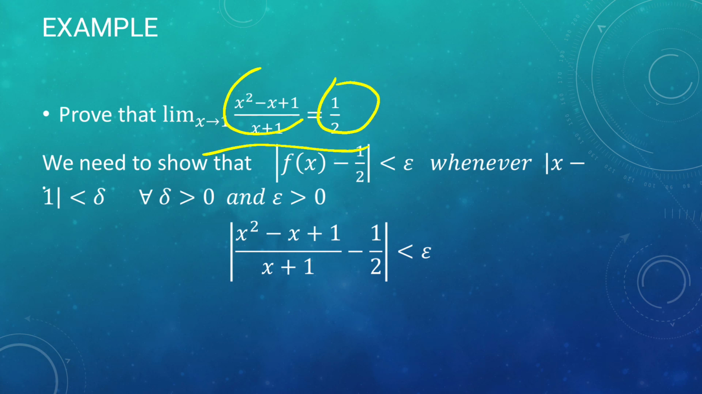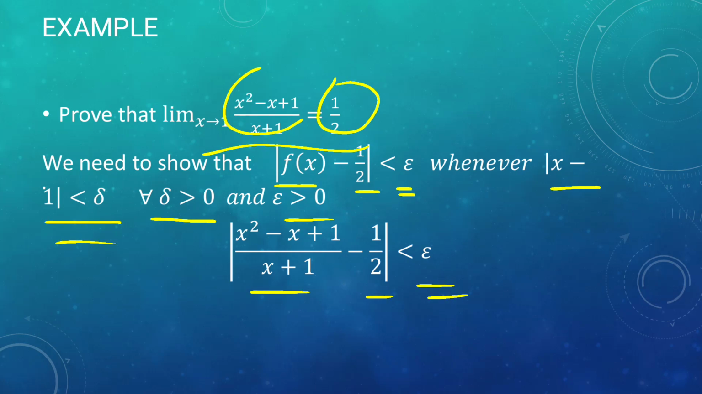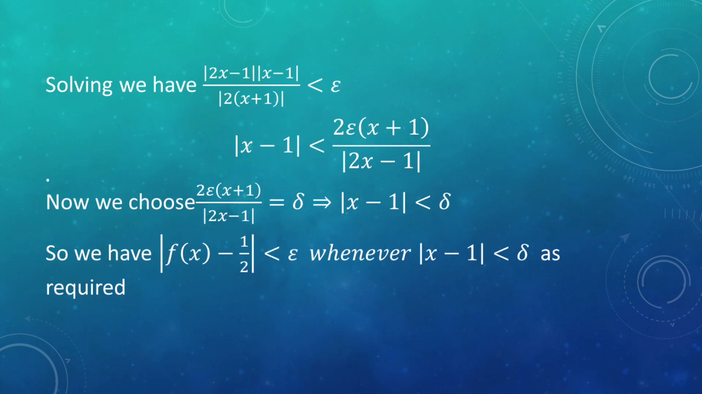What we need to do is basically check the conditions. The first condition is that you take the function minus L, and we want to show that it is less than epsilon whenever the absolute value of x minus 1 is less than delta, for all positive delta and positive epsilon. So our function here is this minus one half, which should be less than epsilon. Let's work this out.